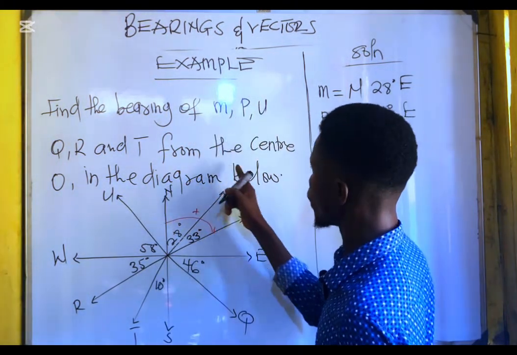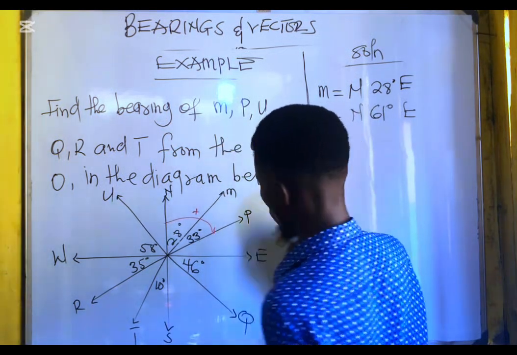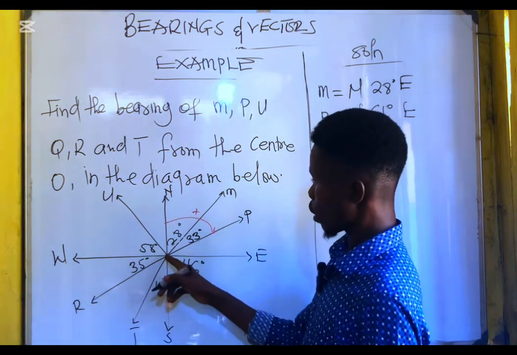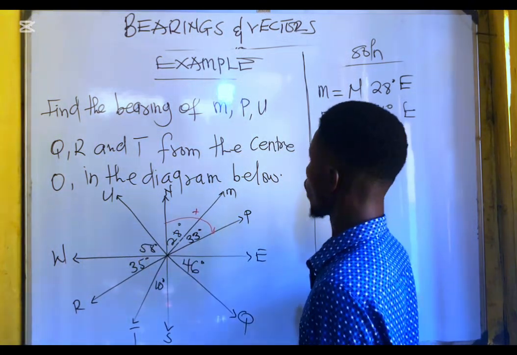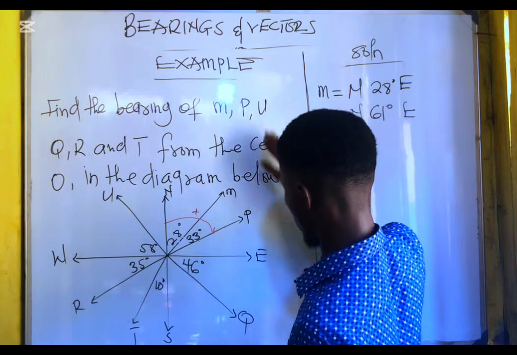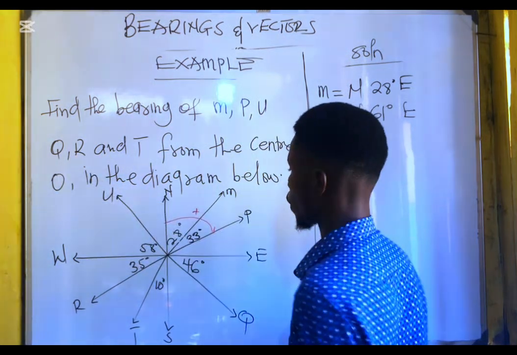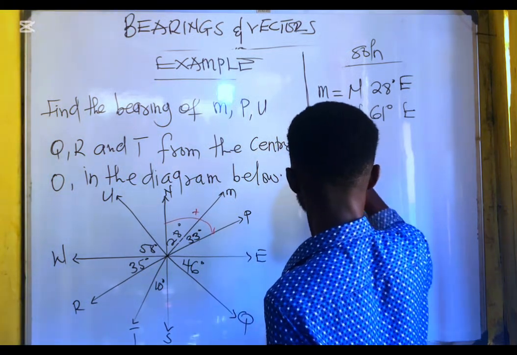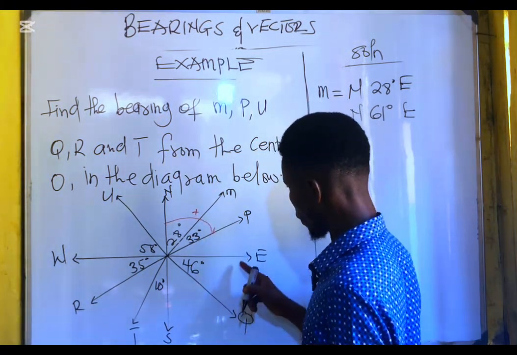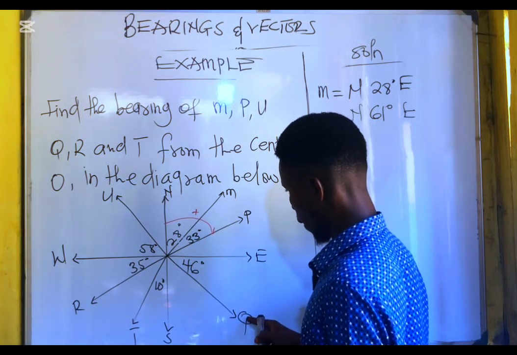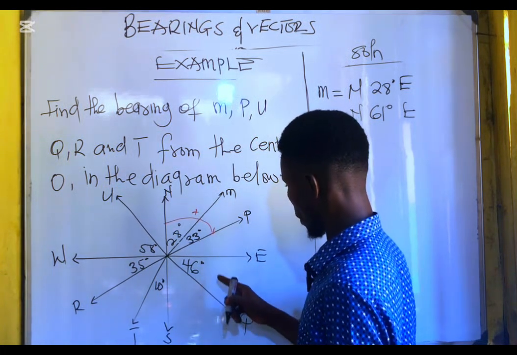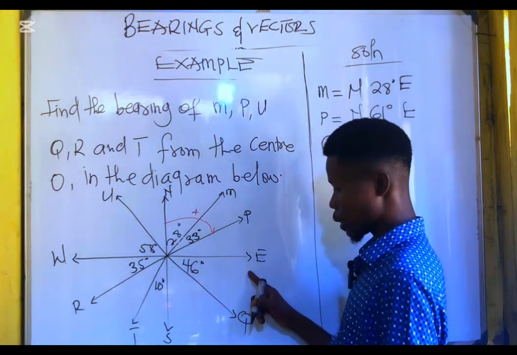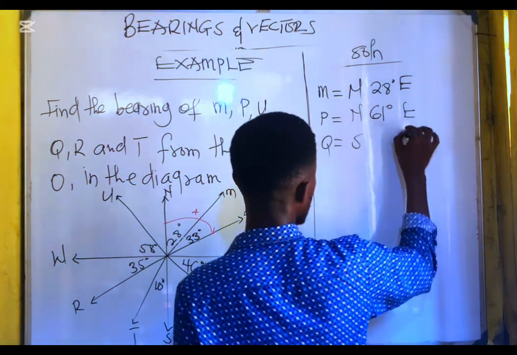Now let's move from P to U. Now let's identify U. Where is our U? Look at where the U is. So let me leave the U there, okay? And let's go to the Q. Now the Q is between east and south. Is that okay? South and east. So that one is south east.